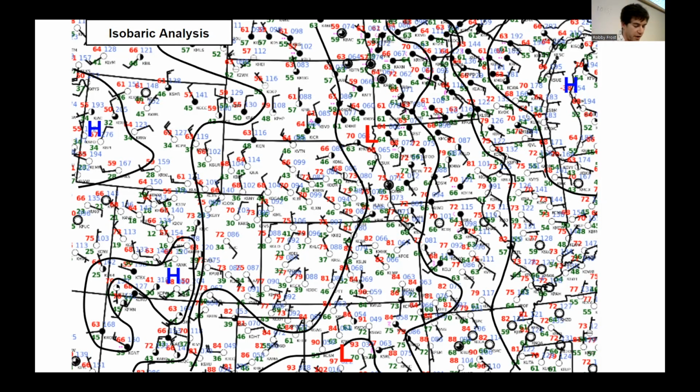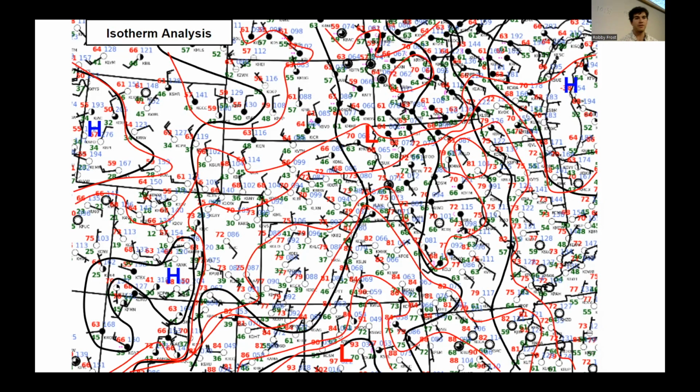All right, so we have our isobar analysis. We found the highs, we found the lows. So let's do our isotherm analysis. This is where it gets a little bit messy. I'll be honest, this is not very clean. It very rarely is very clean. But once you start to do these, you'll start to pick out the signals that are really important. And I'll point one out here.